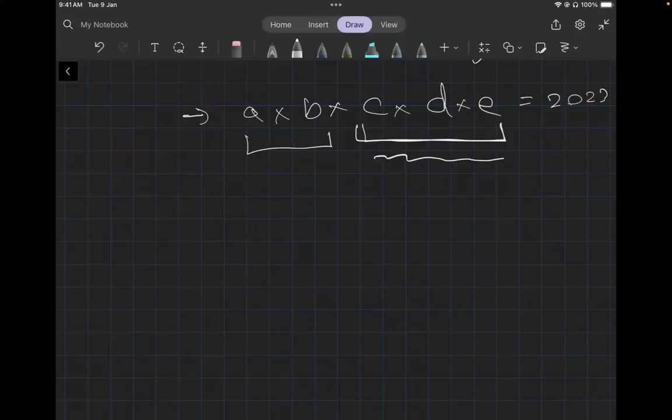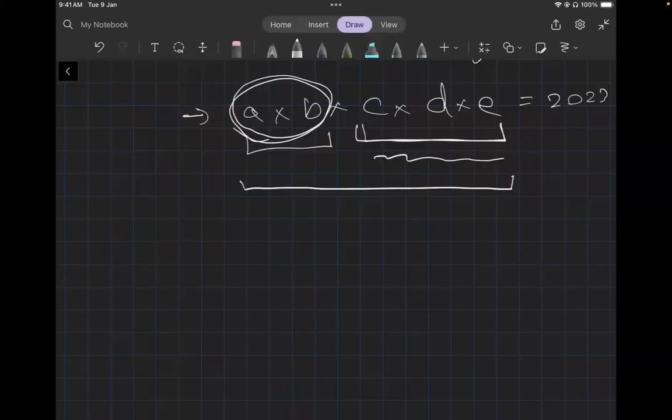The thing to notice is that if this entire thing multiplies to 2023, then this thing will be a factor of 2023, right? Because if everything multiplies to 2023, the product of a subset of these numbers will be a factor of 2023. Is this much clear? Is there any doubt in this much? Okay, it is clear, right?